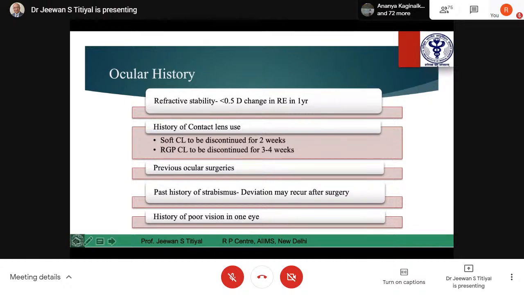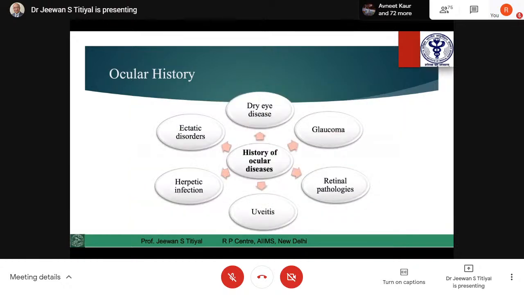Past history of strabismus or deviation should also be noted down, because after you correct refractive error, this may change. And poor vision in one eye is also important. We all know dry eye is one of the significant problems after corneal refractive procedures. So if a patient already has dry eye, they can have more problems. Therefore, this has to be treated before you jump to a laser refractive procedure for these patients.